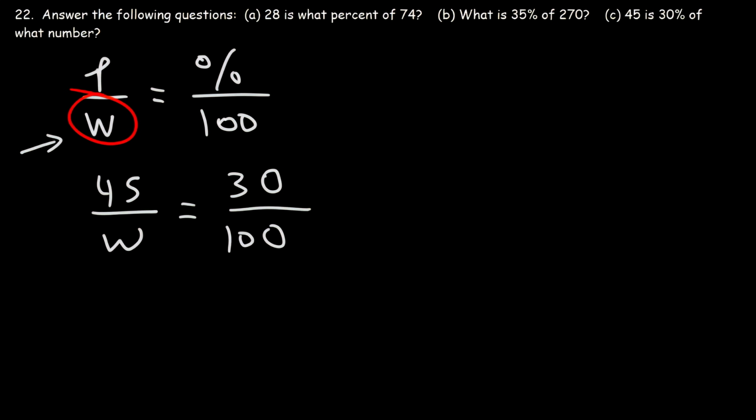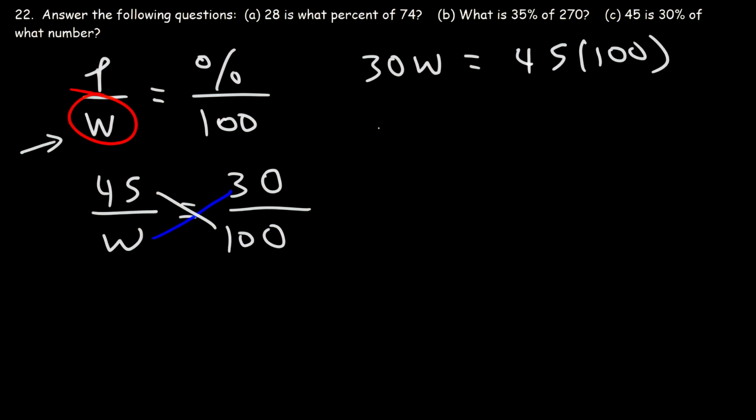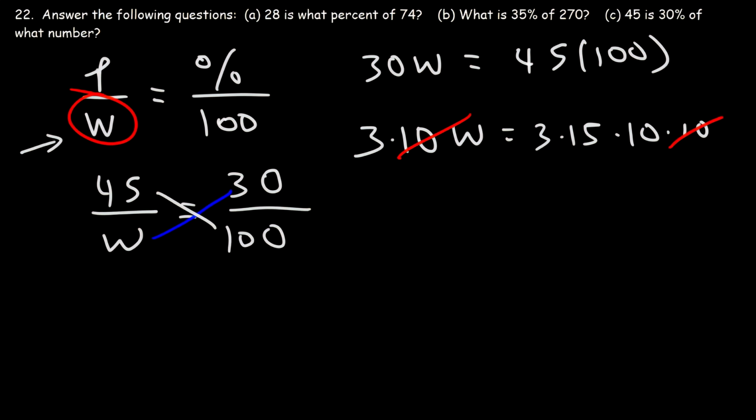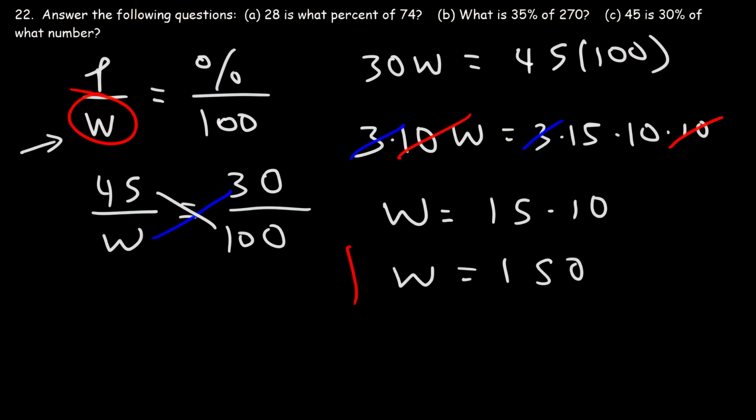Let's cross multiply. So here we have 30 times W, and that's equal to 45 times 100. Let's see if we can break this apart. 30 is basically 3 times 10. 45 is 3 times 15, and 100 is 10 times 10. So we could cancel a 10, and we could cancel a 3. So in this case, W is going to be 15 times 10, which is 150. So we can complete the sentence. 45 is 30% of 150.